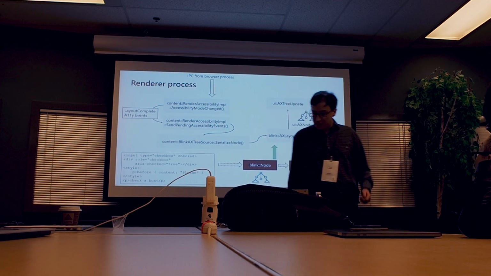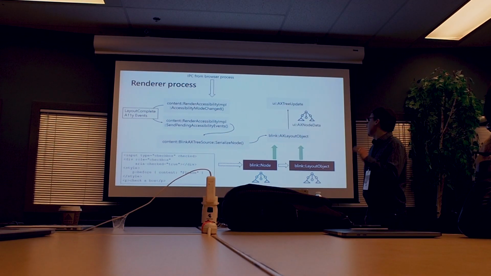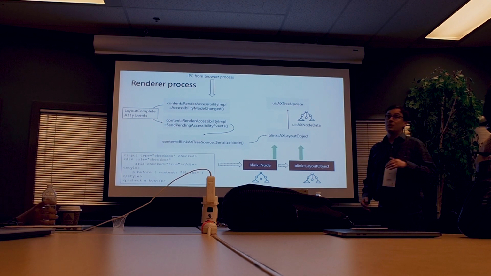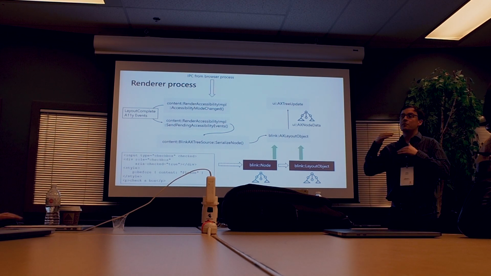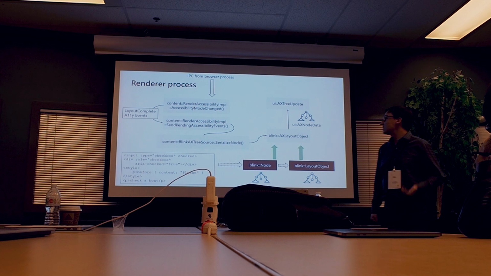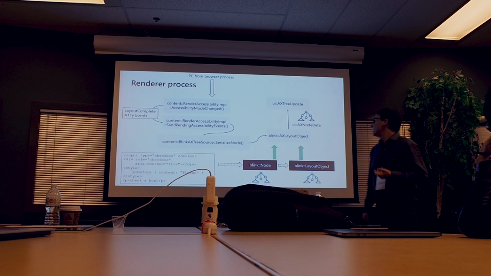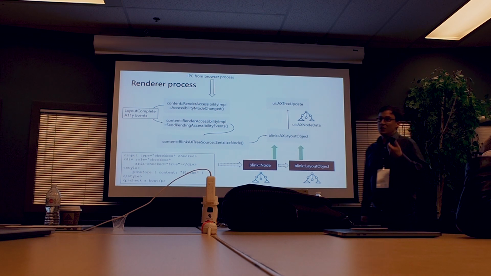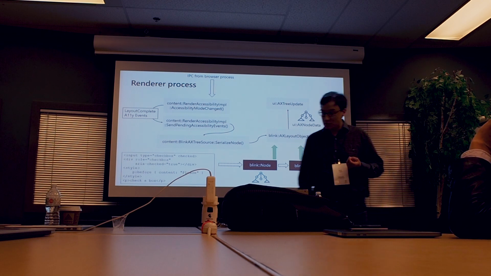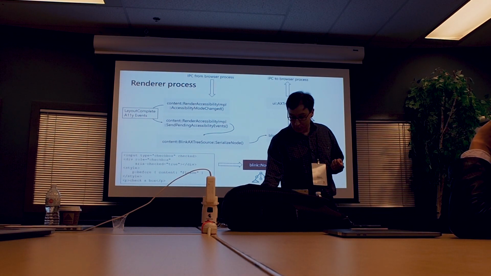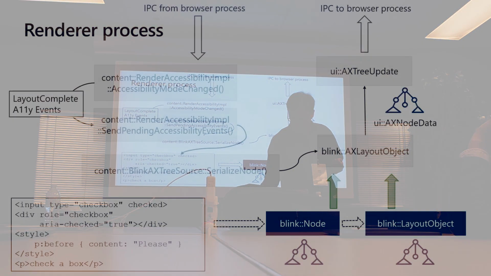And then we serialize all this information into a structure called AX node data. And this is a very simple bag of property value pairs that's designed to be serialized and sent back up to the browser process. We package these node data structures into an AX tree update. We generate one of these per frame, and we send it back over IPC to the browser process.